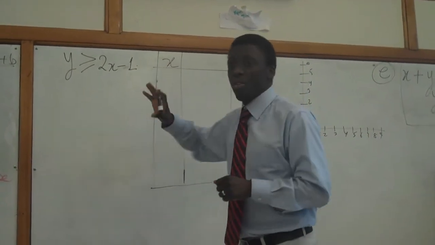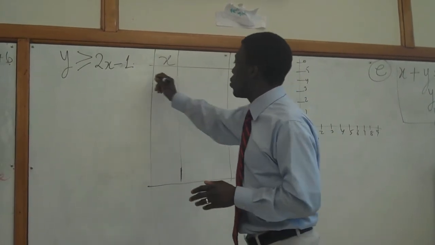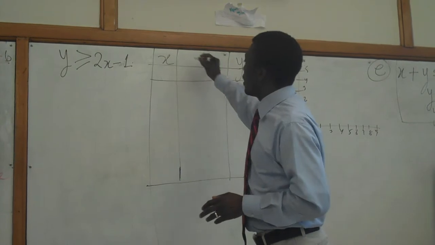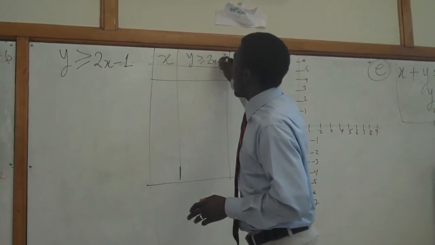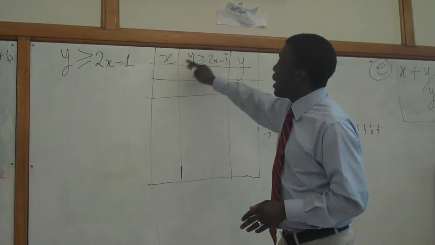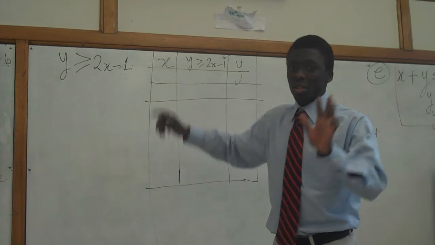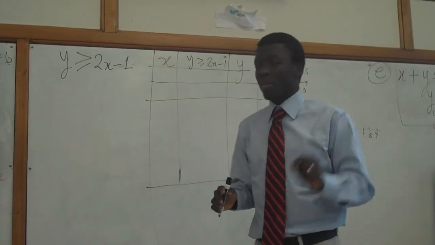You want to draw a table of values. You have your x. I left this blank and I'll explain what I'm going to do with it. And then you have your y. Right here, all you're going to do is treat this as though it's an equal sign, and you're going to solve for the values of y, placing certain values of x. What does that mean? I'll explain.